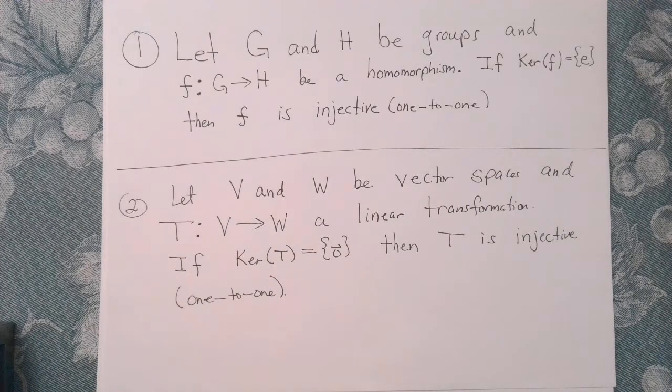Hey, welcome back everybody. So today we essentially want to prove two cousin results from group theory and linear algebra. Number one says, if G and H are groups and F is a homomorphism and we have a trivial kernel, then we're guaranteed that F is injective, or one-to-one. Number two says if V and W are vector spaces and T is a linear transformation, and again we have a trivial kernel, then we're guaranteed that T is injective, or one-to-one.